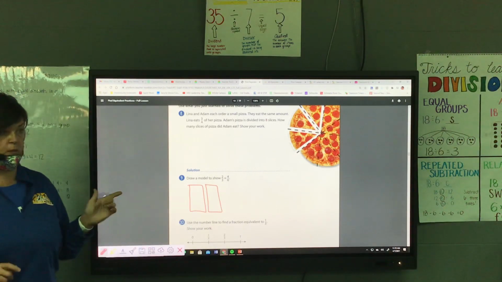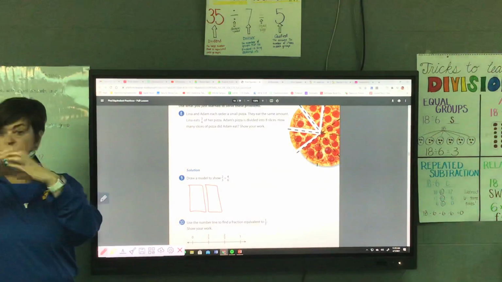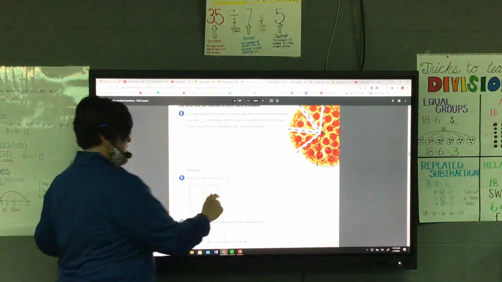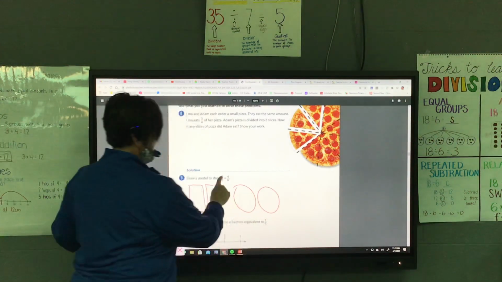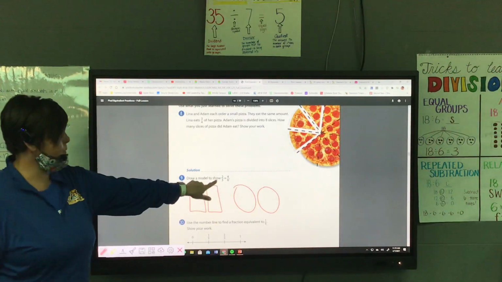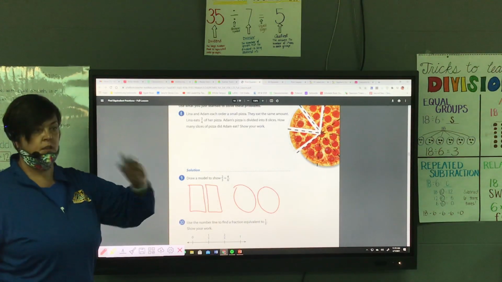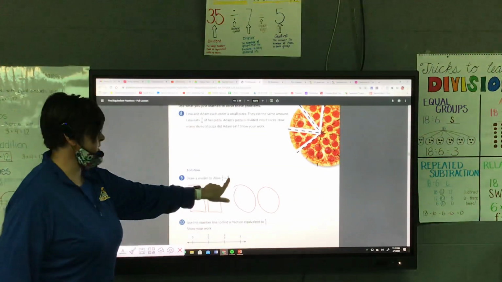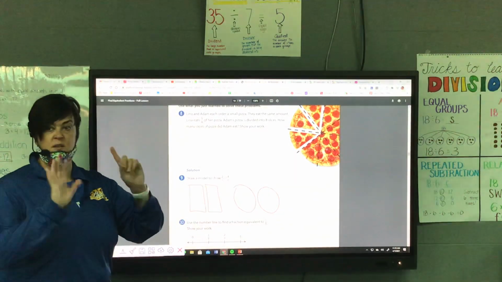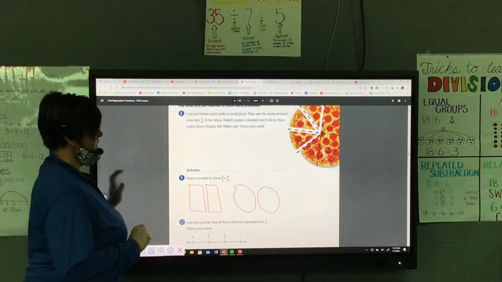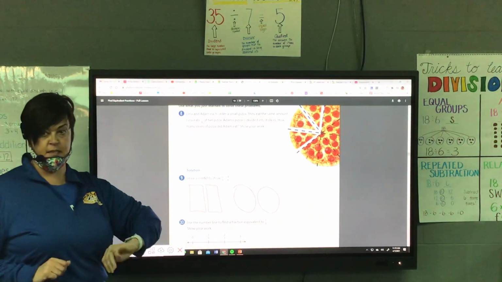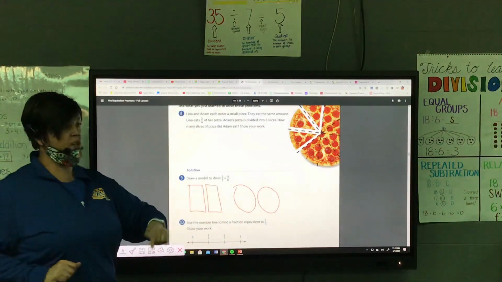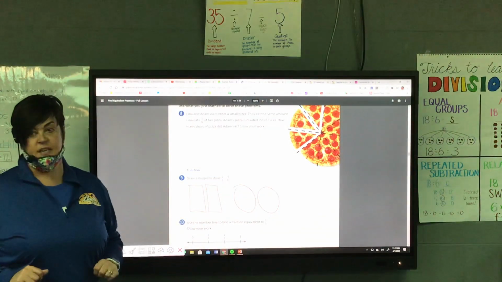Okay, that's one way. Could you do circles? Sure. But one's going to be split into how many equal parts? 3. And the other one's going to be split into 6. Okay. In one of them, you're going to shade in 2 of those 3. And in the other one, you're going to shade in 4 of those 6.